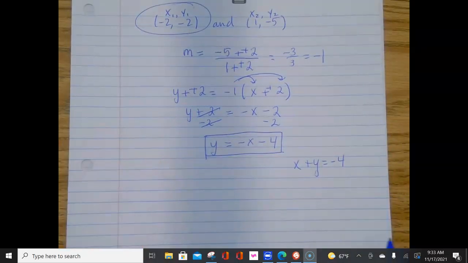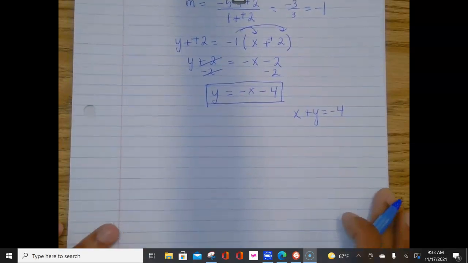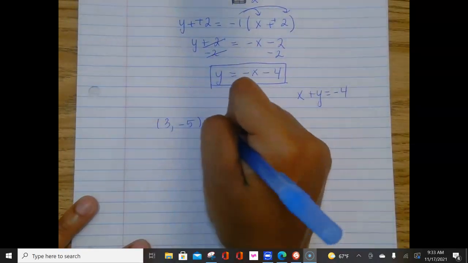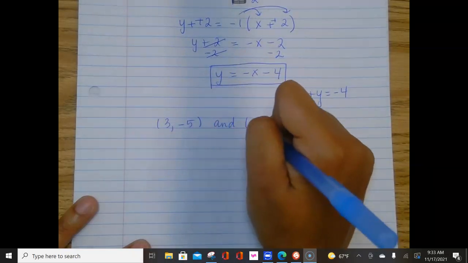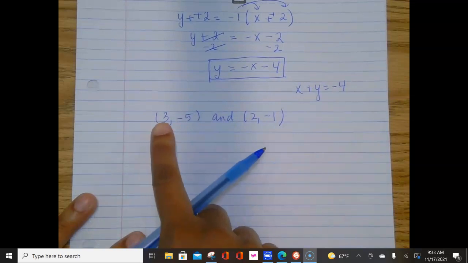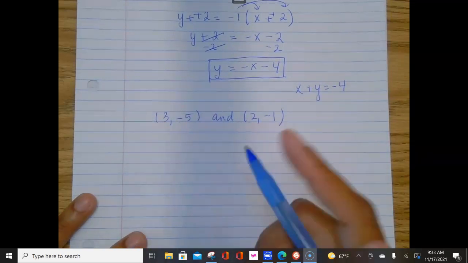That's that. Okay, I'm going to do one more. This is number 13 on the packet. So what if they give us 3, comma, negative 5, and the second point we pass through is 2, comma, negative 1. Right? Again, there's your x1, y1, x2, y2.